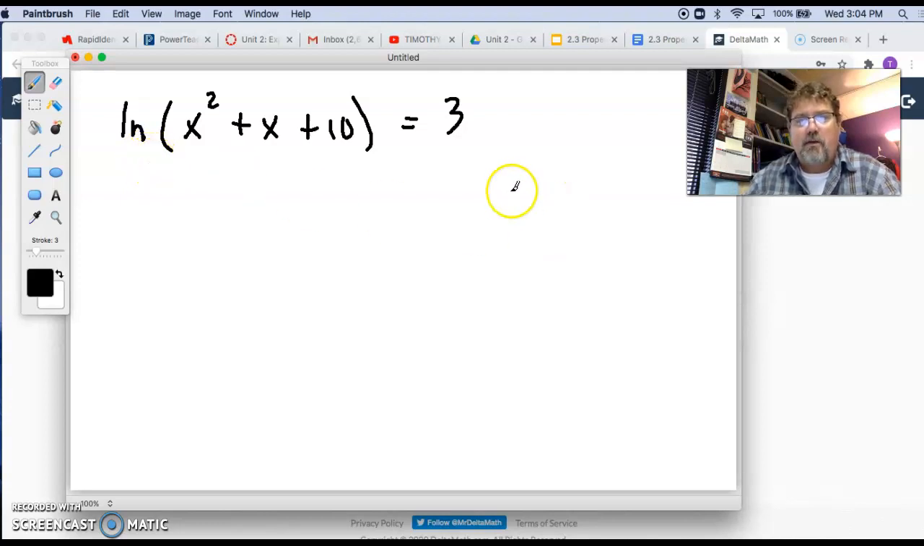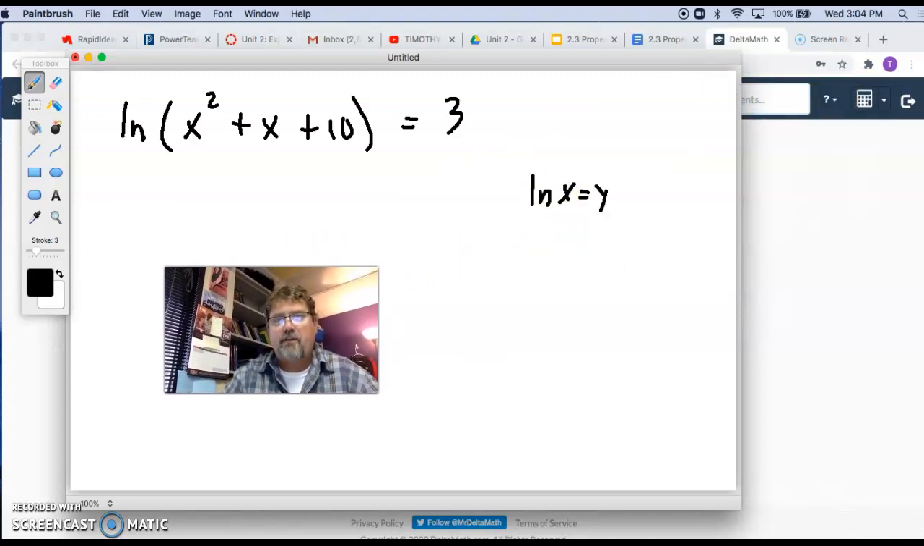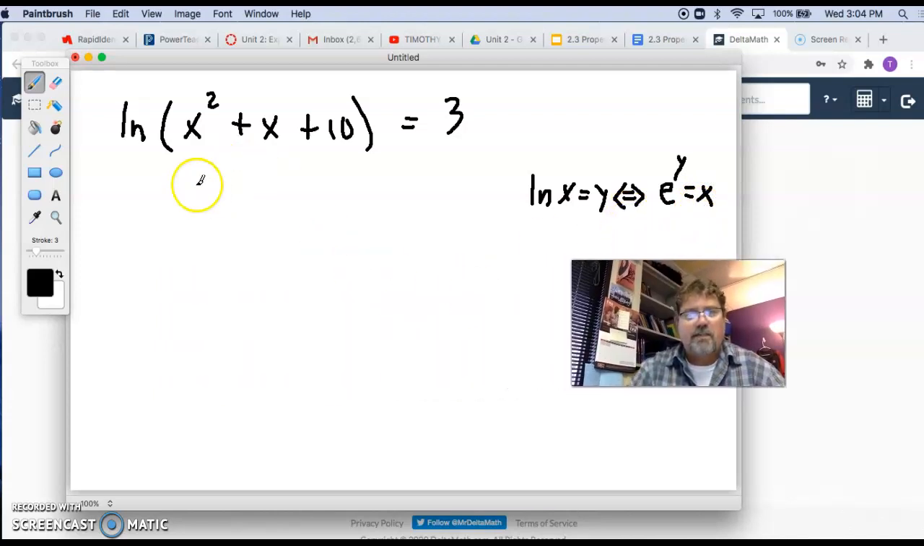So when we go to do this, we've got to remember the natural log of x equals y, and remember there's that little if and only if, e to the y is x. So that's the property we're going to use. All right, and remember this has an understood base e right here. So this is just going to become e to the 3 is x squared plus x plus 10.